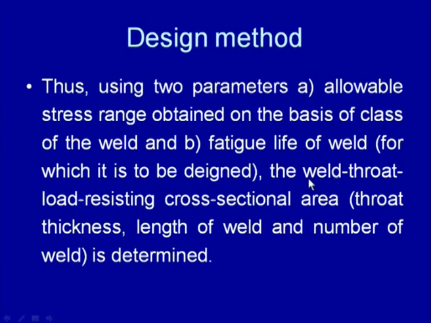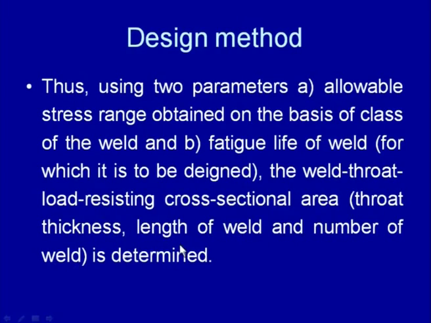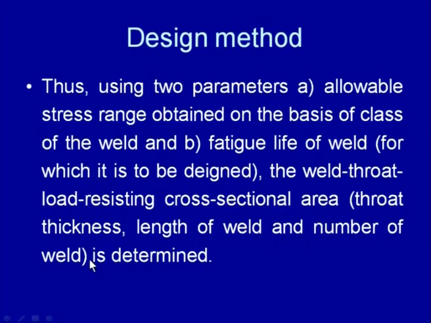So, the primary aim is to identify the weld load resisting cross sectional area for designing of the weld joint. We know the throat thickness, the length of the weld and the number of welds. So, the weld resisting cross sectional area will be composed of the throat thickness, length of the weld and the number of welds that are to be developed. If the throat thickness is fixed, then we can determine the total length of the weld which is to be made. If we are going to develop welds of a smaller length, then the number of welds is also identified.